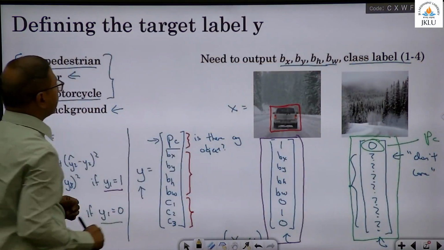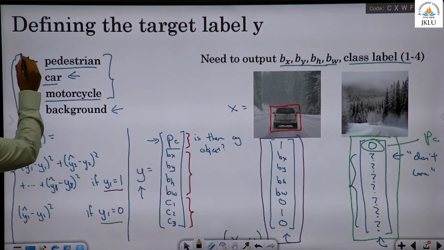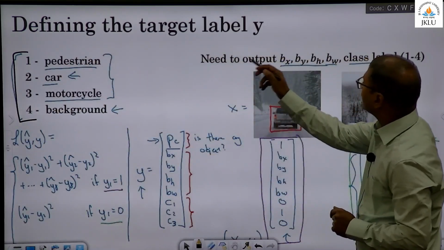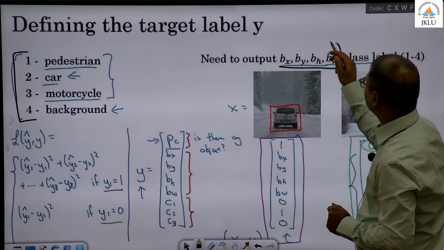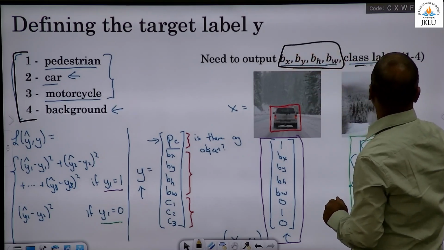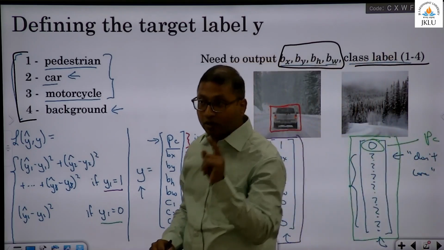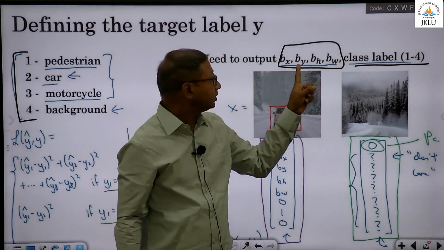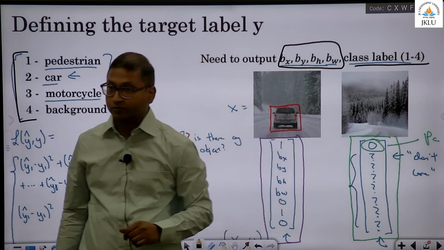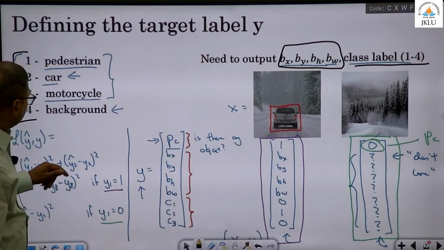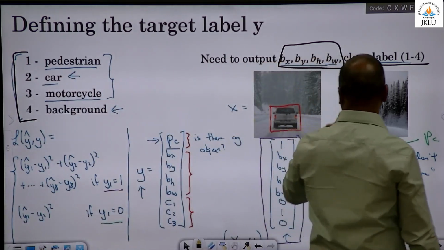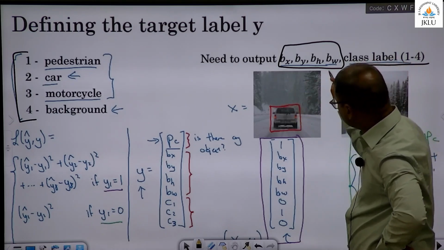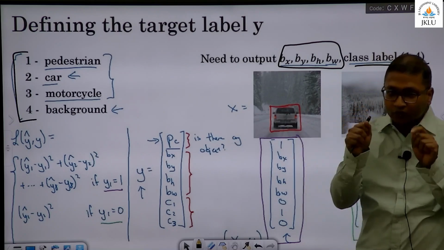Now defining the target label Y, we have already done this. So this is fine, right. So we need to output Bx, By, Bh, Bw and class labels. Our algorithm is not just supposed to output class labels now, it is also supposed to output Bx, By, Bh, Bw. So if this is the input, tell me how will your output label look like?